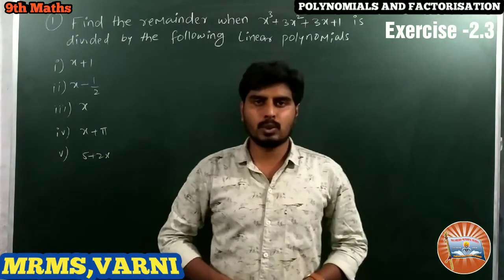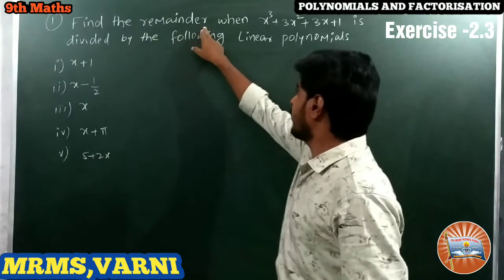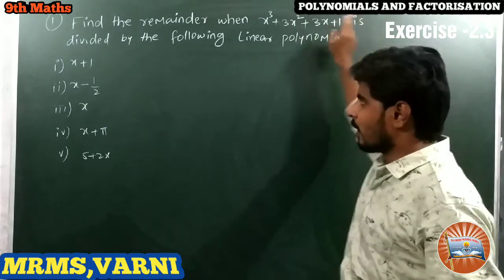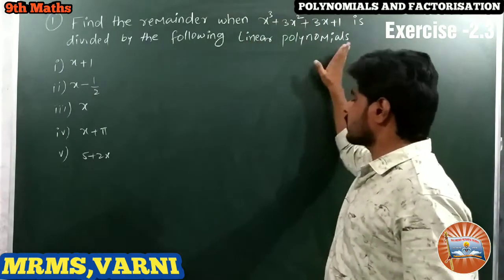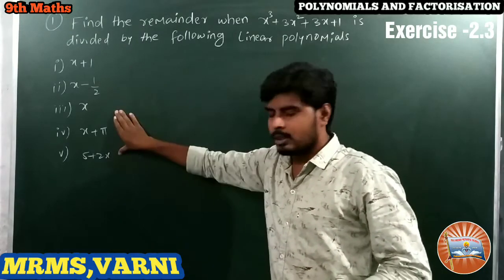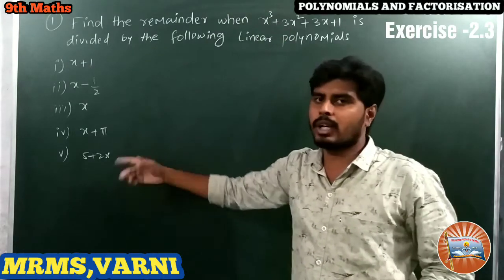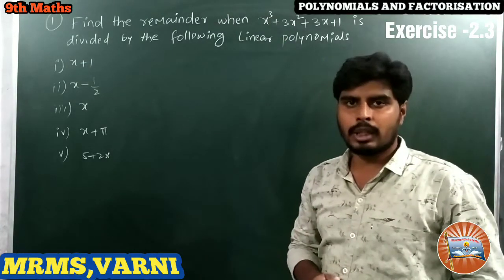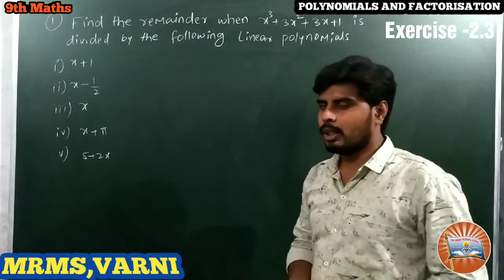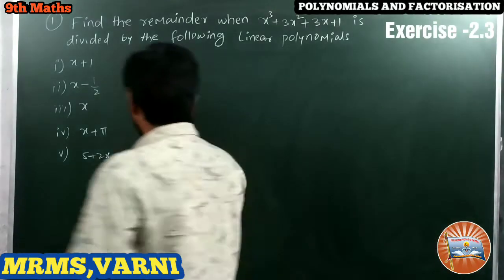Now, exercise 2.3, problem number 1. Look at the question. Find the remainder when x cube plus 3x square plus 3x plus 1 is divided by the following linear polynomials. Given 5 linear polynomials here, we have to divide this polynomial by these 5 linear polynomials and we have to find the remainder. Okay. So, we have the remainder theorem. By that remainder theorem, we have to find the remainders. Okay. No need to divide here. So, what is the remainder theorem?